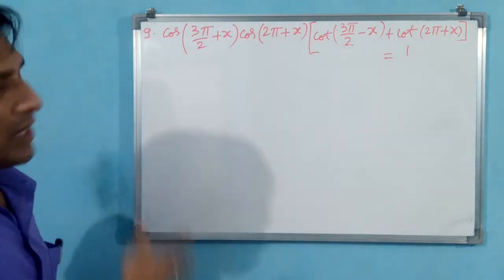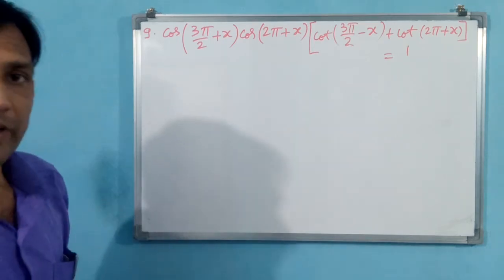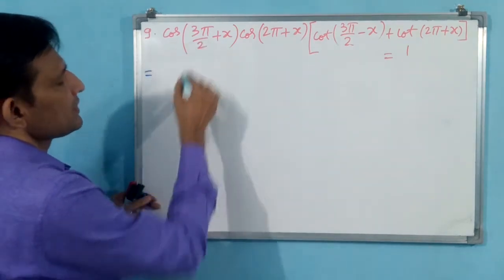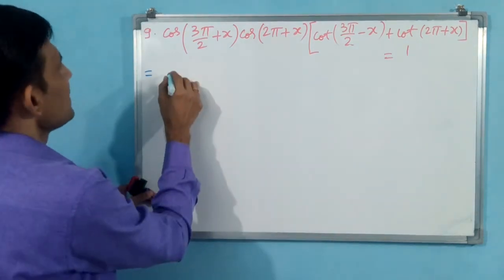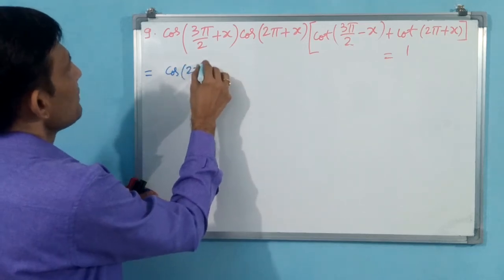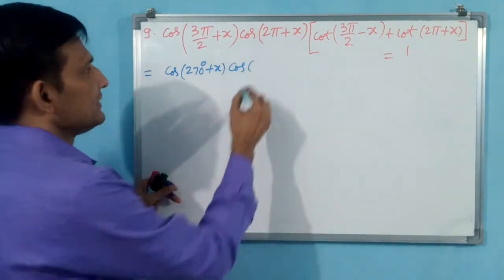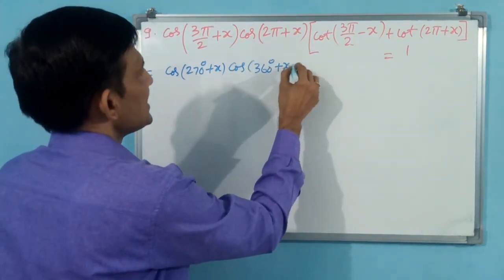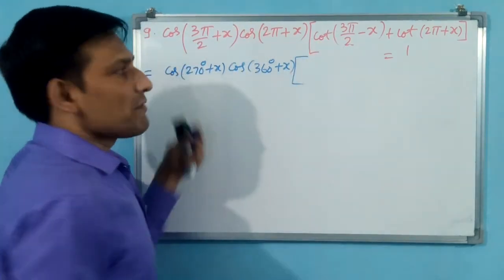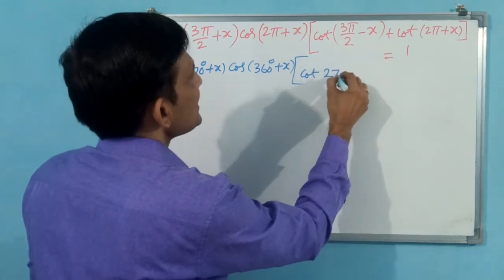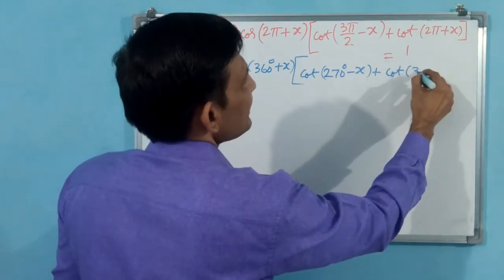That is this question. Let us convert it into degrees. Now cos 3 pi by 2 is how much? Pi by 2 is 90, 90 into 3 is 270. Right, 270. Cos of 270 degrees plus x. Cos of 360 plus x. Now you see cot of 270 minus x plus cot of 360 plus x.